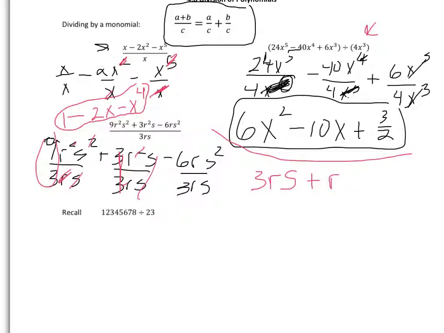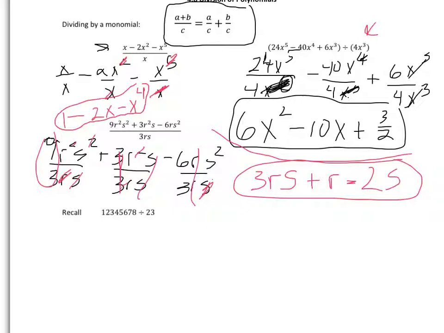We're good. Then finally, 6 divided by 3 is 2. R divided by r is 1, they cancel out. And s squared divided by s, this takes care of one of those, leaving me with an s. So we have 3rs plus r minus 2s. And that's that right here. Okay, so divided by a monomial, pretty straightforward.